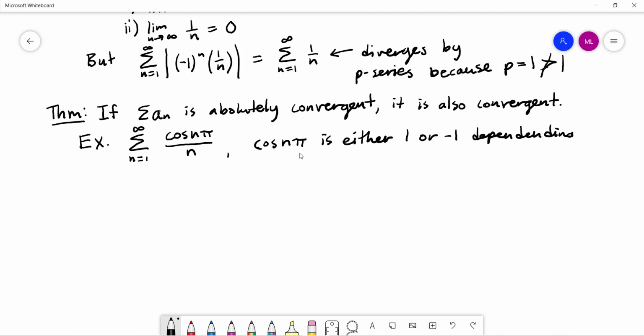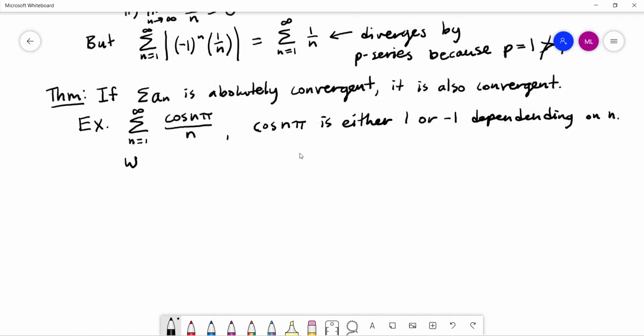depending on n. In fact, we can rewrite it as -1 to the n. Right? When n is 1, we said that was cosine of pi, which is -1. Same thing here, when n is 1, we would get -1. If n is 2, cosine of 2 pi is +1. If n is 2 here, we get -1 squared, which is +1. So cosine of n pi can be rewritten as -1 to the nth power.